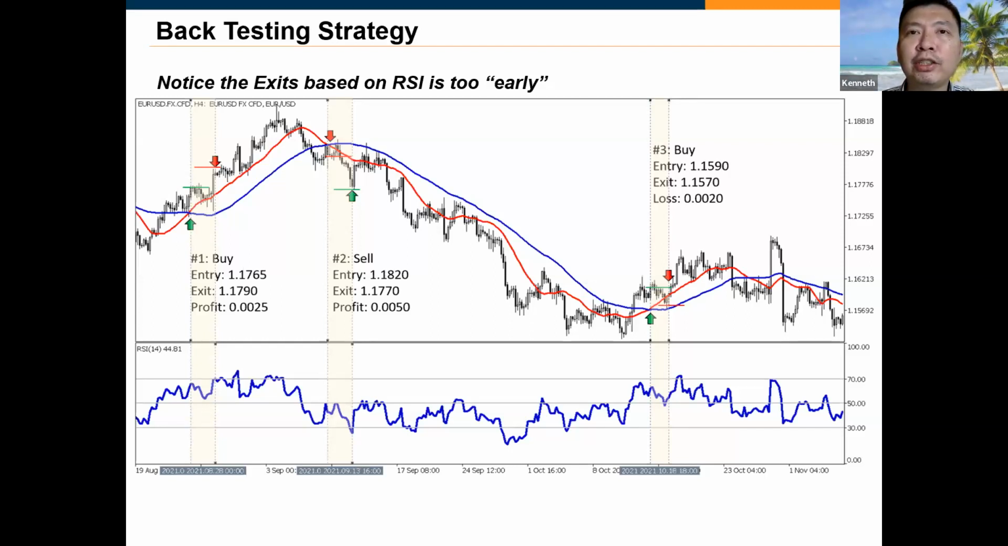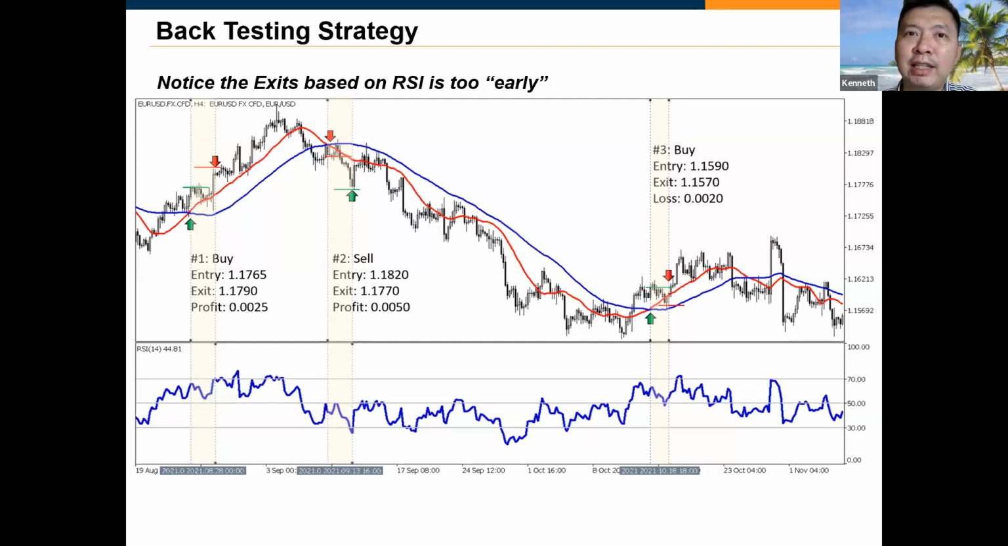Now for #3, a buy was signaled at 1.1590 when the red line crossed above the blue line. However, because the RSI dipped momentarily below the neutral level into the sell zone, the position would have exited at 1.1570, and this would have resulted in a small loss of 20 pips, even though the prices actually moved higher after the exit.